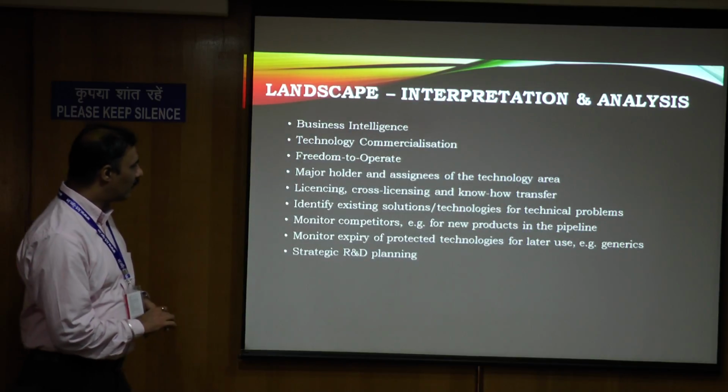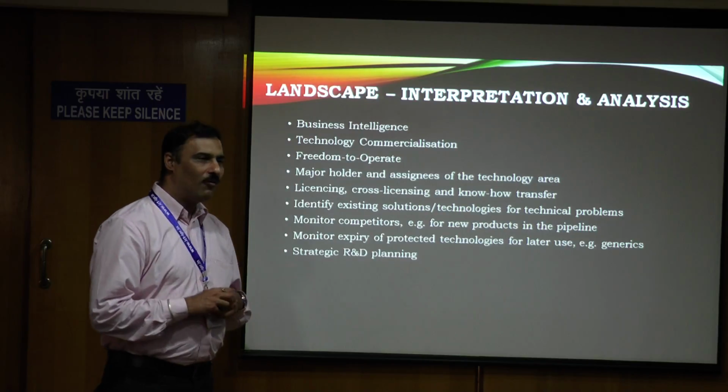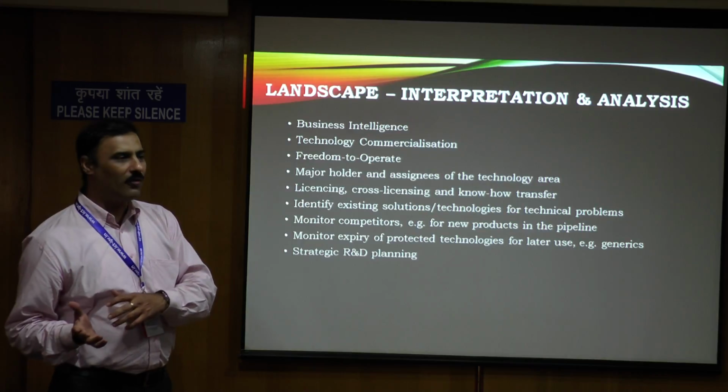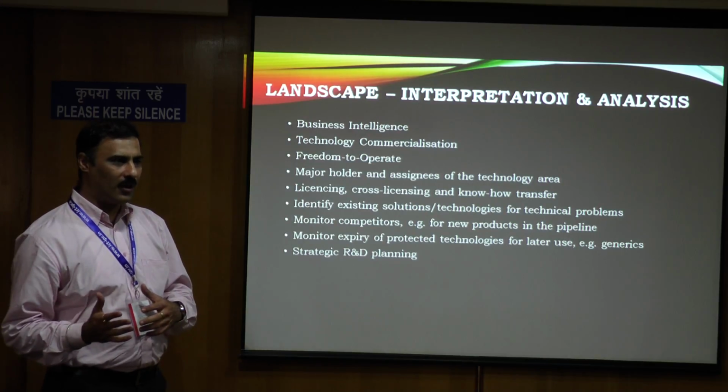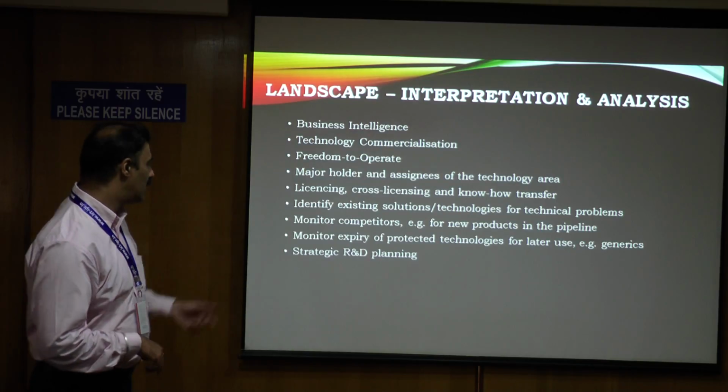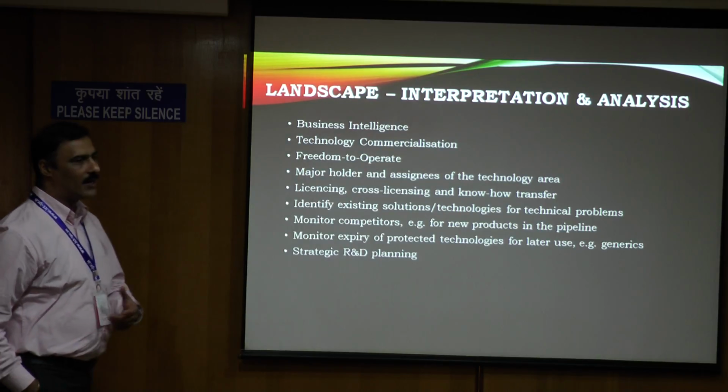What else can you see? You can see why someone filed a lot of patents in a particular year and did not file for the next 5 years. What could be the reason? Why is it so? I'll look at this diagram. And then there is strategic R&D planning.